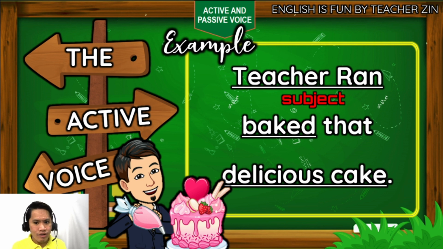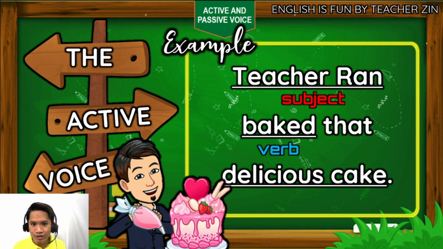And then, what did Teacher Ron do? Okay? What is the action in this particular sentence? And it is actually bake, all right? That would indicate that the word bake here is the verb in the sentence. And also, Teacher Ron baked what?